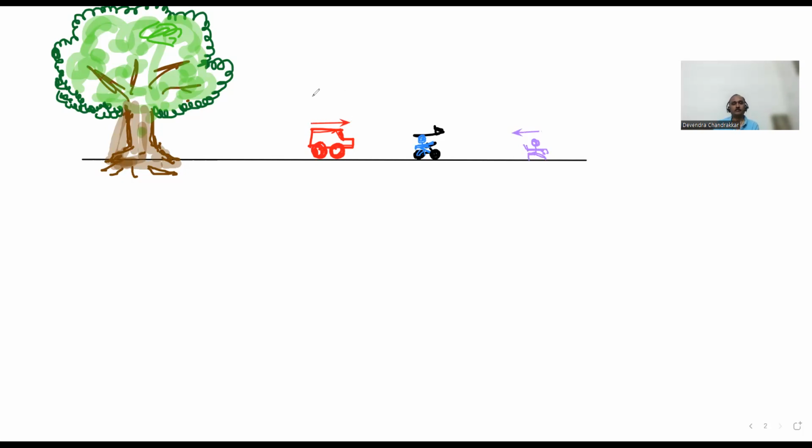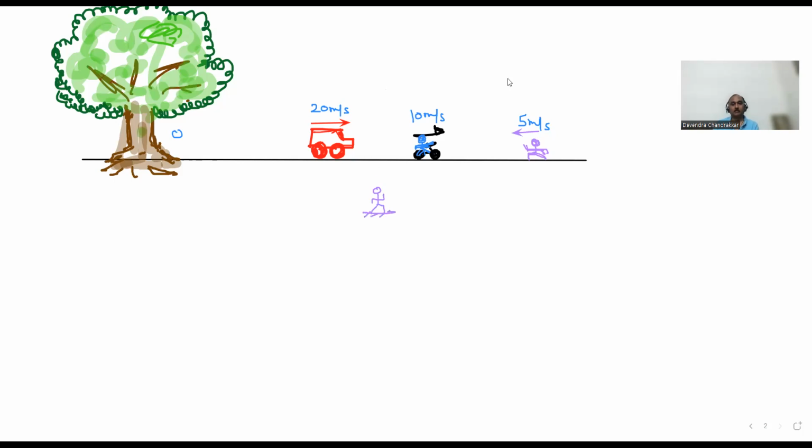Now velocity of car with respect to ground is 20 meters per second. Velocity of bike is 10 meters per second. Man is moving with a speed of 5 meters per second towards them, and tree is at rest. So velocity of tree with respect to ground is 0. So this is all with respect to an observer standing on the ground. I hope all of you understood this.